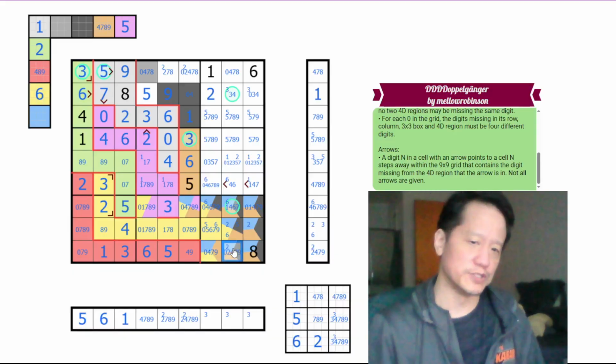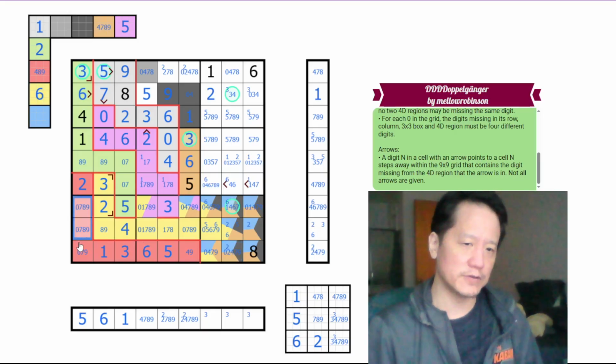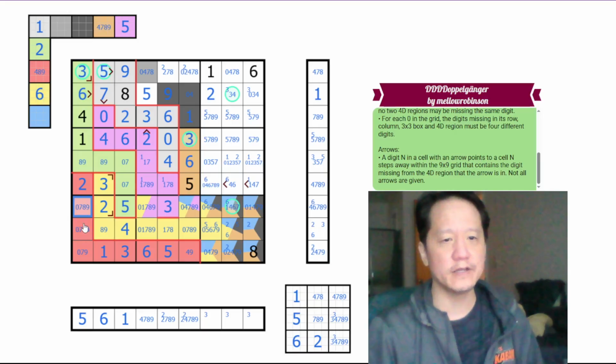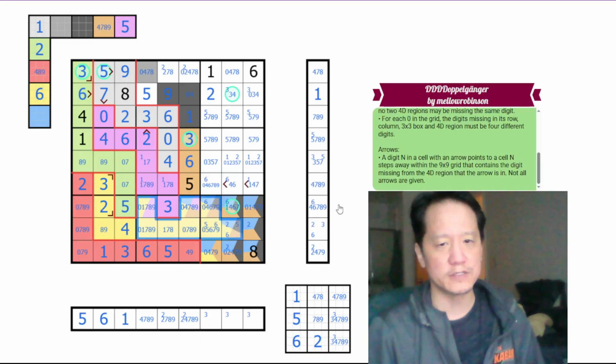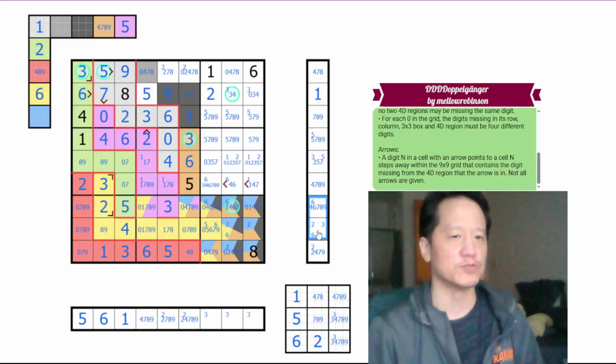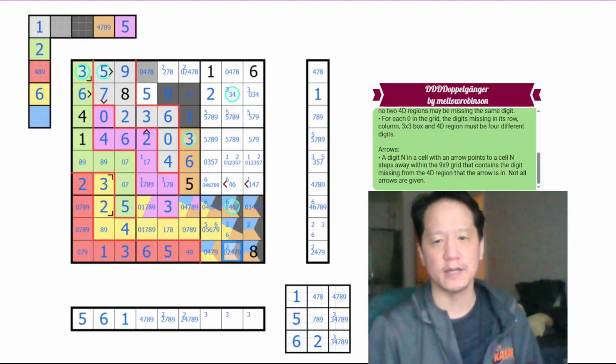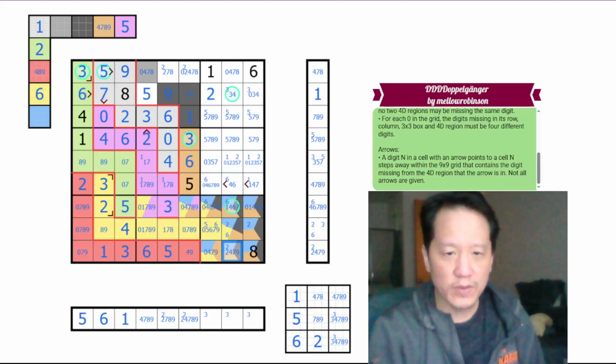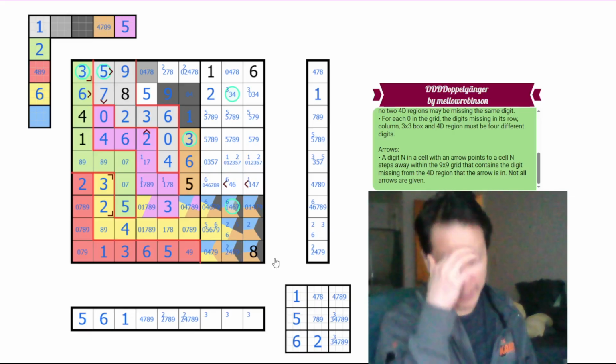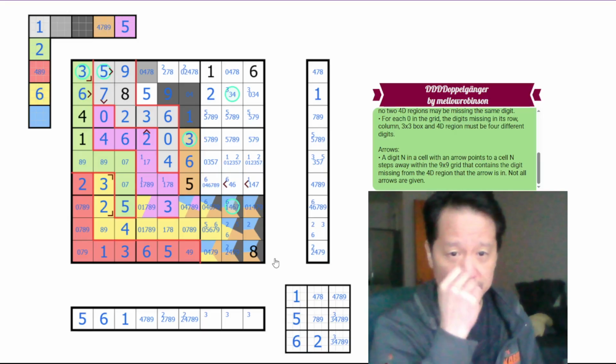So say this was 0. Then we would have a guaranteed red 0. So this can't be 0 here. If this is 0, the 0 in the red region is in row 7 or 8. The 0 in the yellow region is in row 7 or 8, which means one of them is missing a 6 in its row. And the yellow region's missing a 6 in its region. The red is missing a 6 in its box. So that can't be the case. So this cannot be 0 here. So this is guaranteed to be 2, 4, 7, or 9. That's not too helpful, but okay.